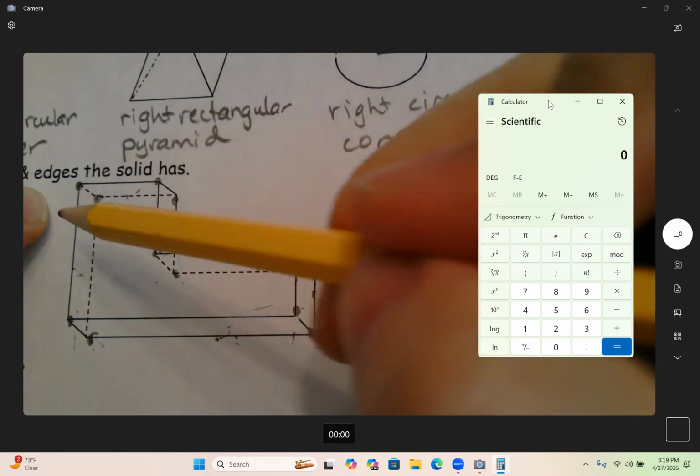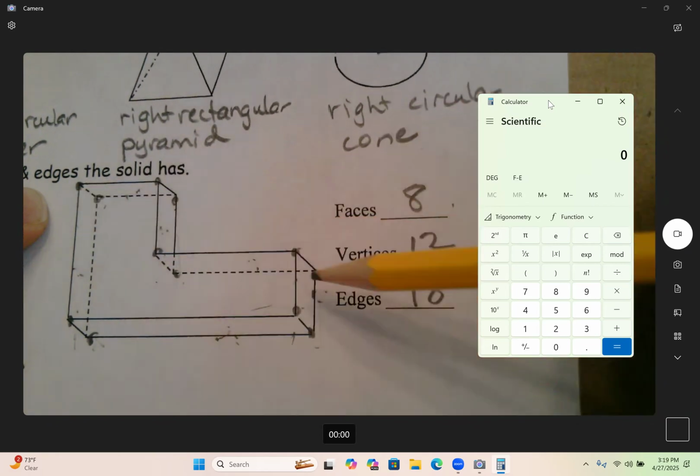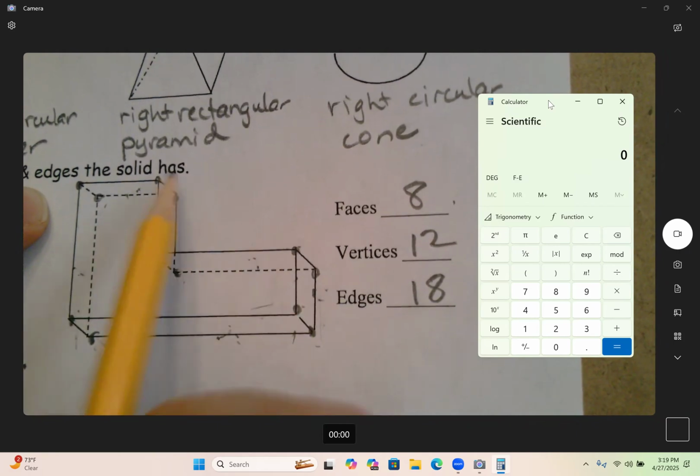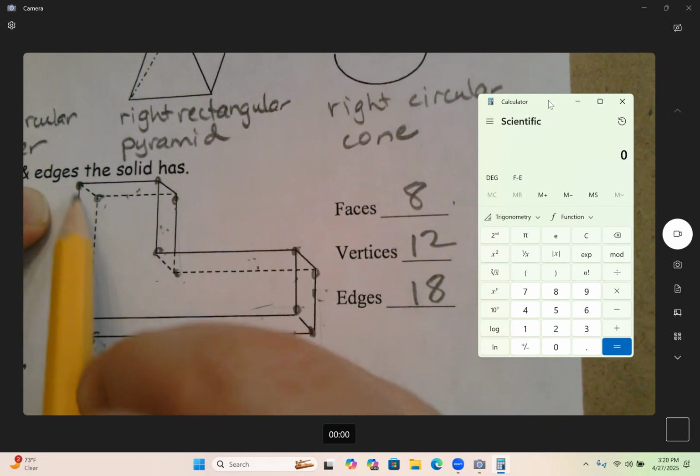And then edges. I'm going to count the ones going straight up and down first. 1, 2, 3, 4, 5, 6. The ones going left and right. 7, 8, 9, 10, 11, 12. And then the ones going kind of like this towards you.